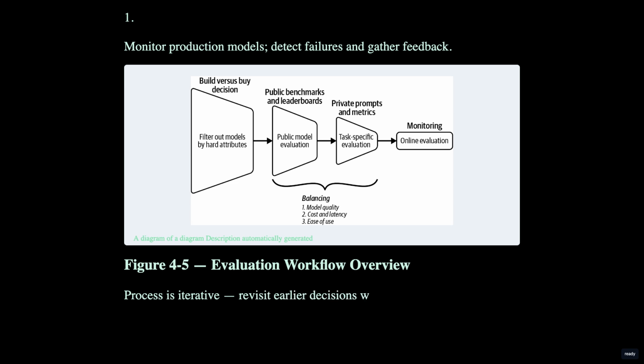Treat these 4 steps as a loop. Later findings can require changing earlier choices. For example, you might plan to host open source models but discover during evaluation they don't reach the needed performance, so you switch to a commercial API.